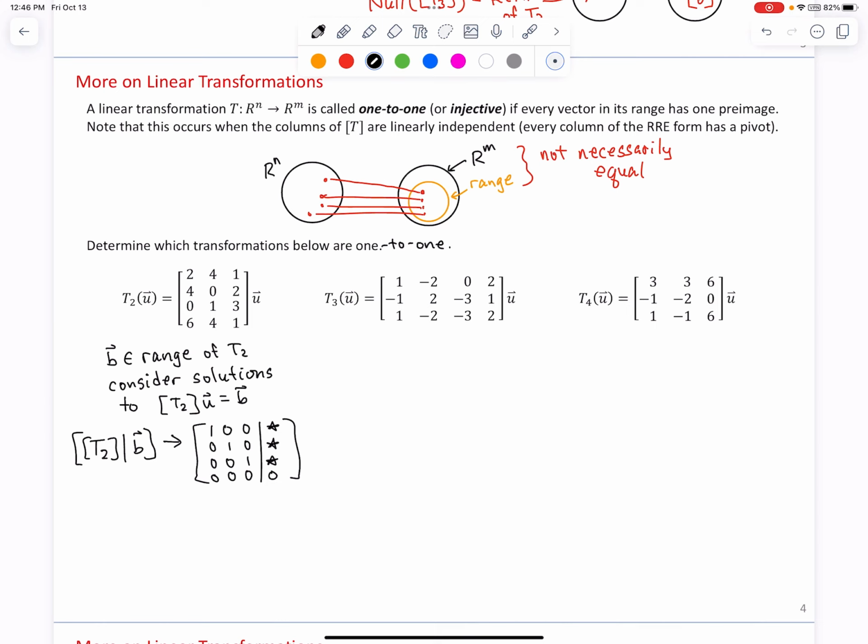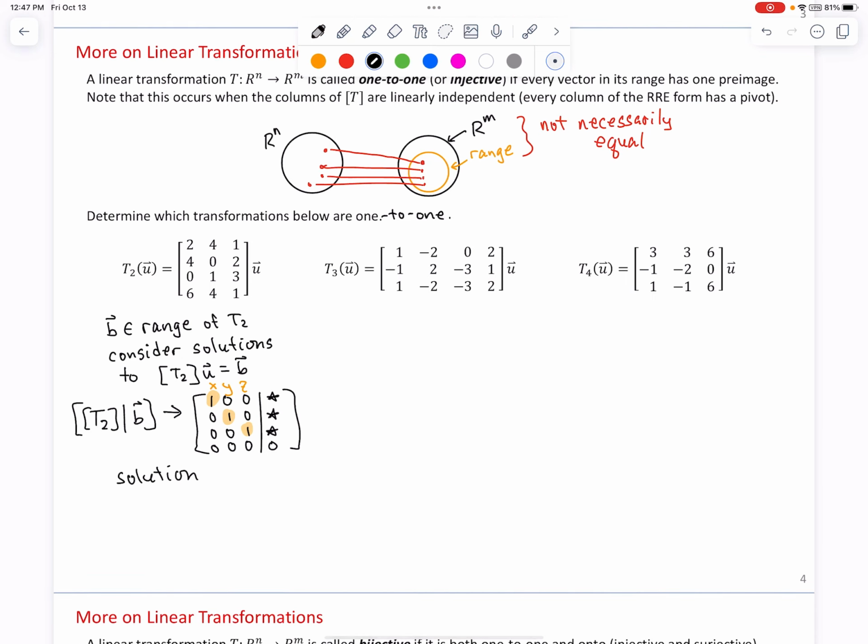But what matters is the number of pivots in the coefficient matrix. There are 3 pivots, 1 per variable of the input vector. Keep in mind that the input vectors here would have only 3 components, so we would just have x, y, and z. But because there are no free variables, we are not going to have infinitely many answers. We're going to have a unique answer.